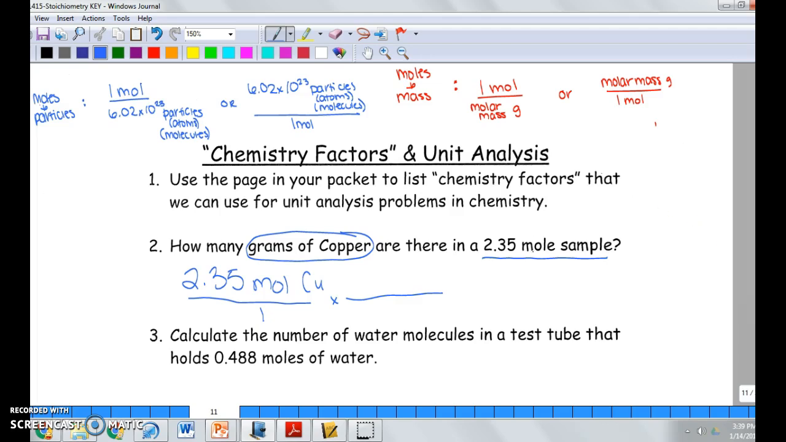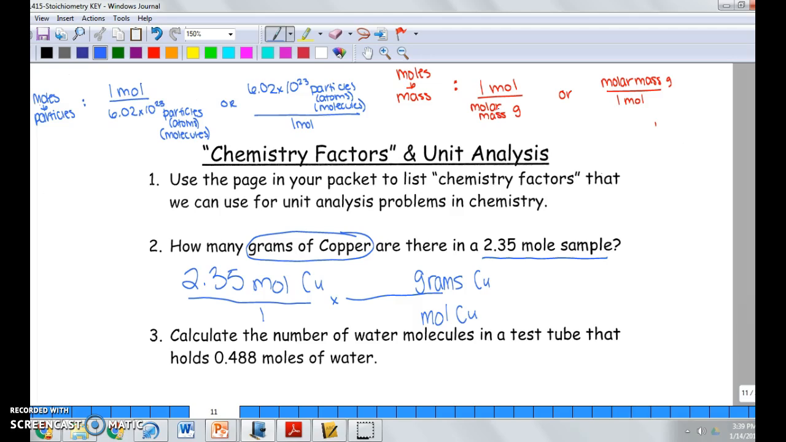When you take a look at this, the first thing you need to notice is I have moles here, so I know I want to have moles at the bottom as well. And I know that I want to convert into grams. There is a way to convert from grams to moles, and I'm going from moles of copper to grams of copper. So I've got the blue and I've got the red. The blue converts moles and particles. I don't want particles. I want moles and mass, or moles and grams.